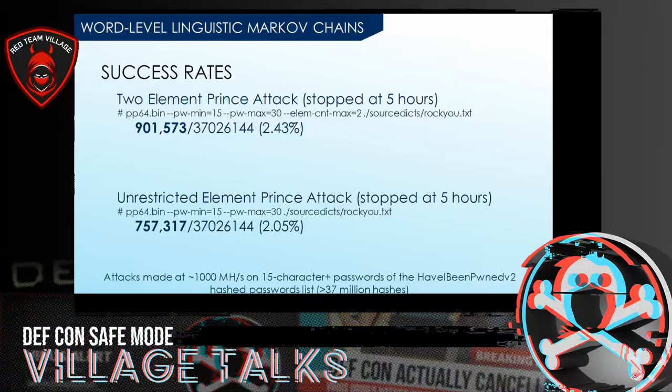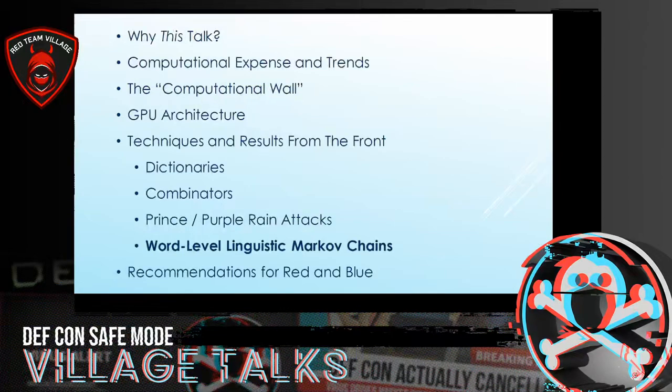I'll also say again, this was at a really abysmal hash rate. We barely were reaching 1 giga hash when doing this, and these attacks can be much, much faster when you're not drowning your GPU in 37 million hashes to check. And speaking of fast, it's about time I get to the new and shiny, word-level Markov chains for going after passwords that are, at their core, phrases.